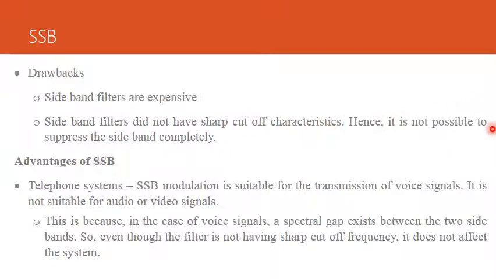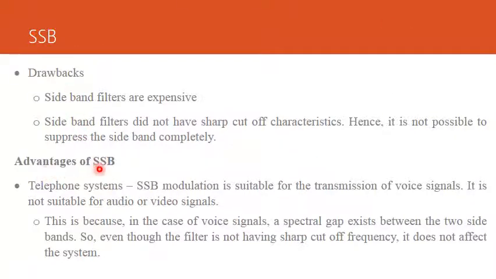Hence it is not possible to suppress the sideband completely. So this SSB generation circuit consists of a balanced modulator which is followed by a sideband filter. This sideband filter does not have sharp cutoff characteristics. Hence it is not possible to suppress the sideband completely. So these are the two drawbacks of this SSB generation.